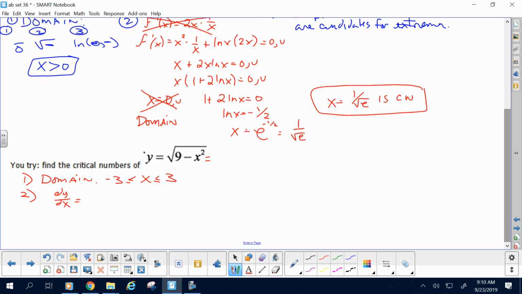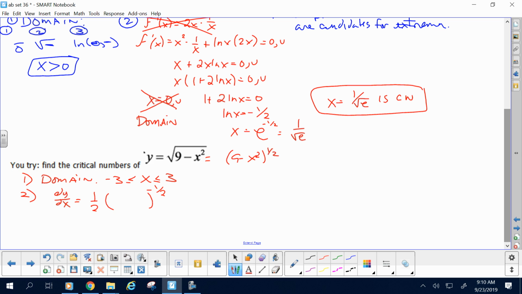This is (9 minus x squared) to the 1/2. What derivative technique must we use here? Chain rule. We have a function within a function. When I take the derivative on the outside, that's the derivative on blank to the half. What's the derivative on blank to the half? 1/2, and the exponent drops to negative 1/2.